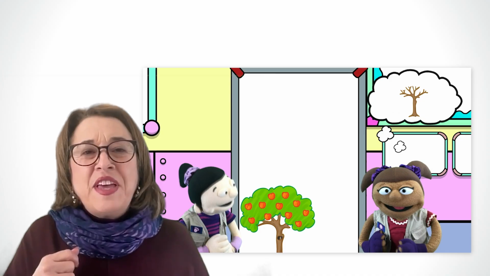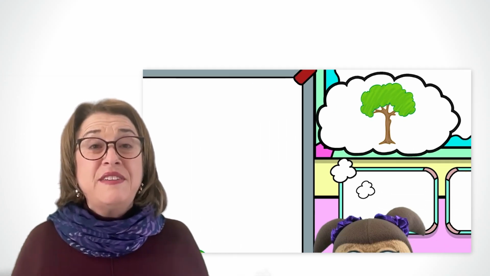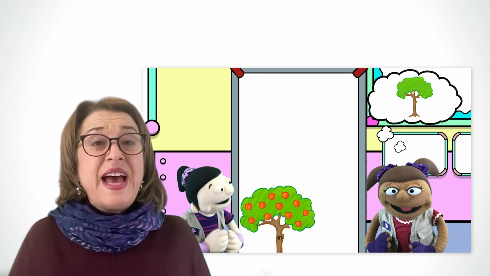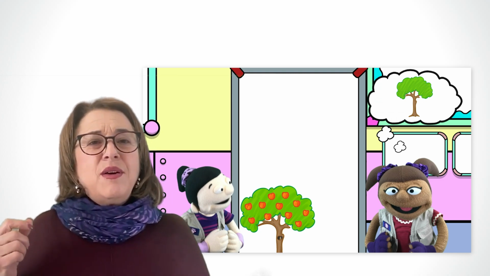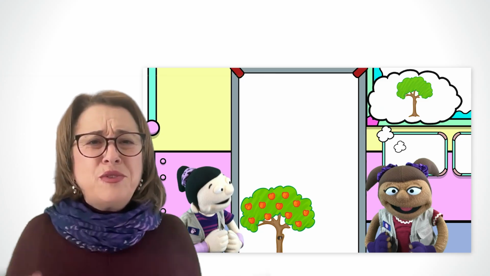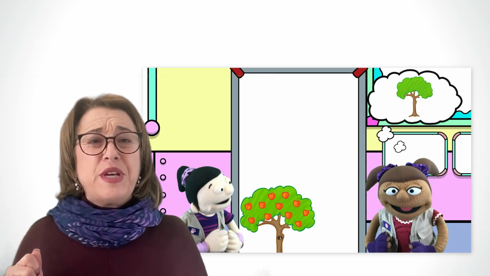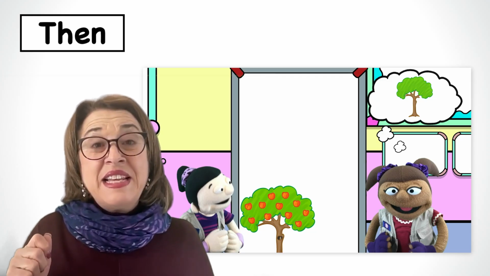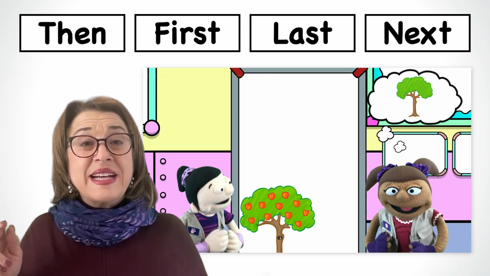What is Deepa thinking that Kim drew after she drew the trunk? Yes, that's right. She's thinking about the leaves of the tree. We see that in her thought bubble. Which sequence word can we use to tell what Kim did after she drew the trunk of the tree? Is it then, first, last, or next?